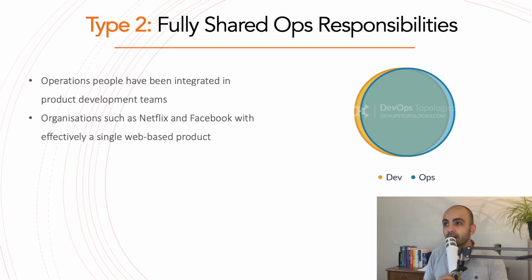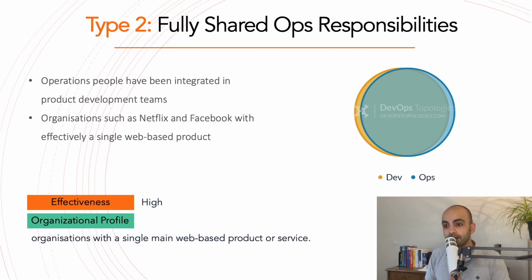Next is type 2, fully shared ops responsibilities. This can happen in organizations that have just one or two web-based platforms. Dev and ops responsibilities can be mostly shared, like developers even pushing to production. I have seen it many times, and I've heard that Instagram has almost the same thing. Netflix and Facebook are doing the same. Operations people are tightly bound to the product development teams, and that's why they can reach a high level of effectiveness. The organizational profile is organizations with a single main web product, or even two also works.